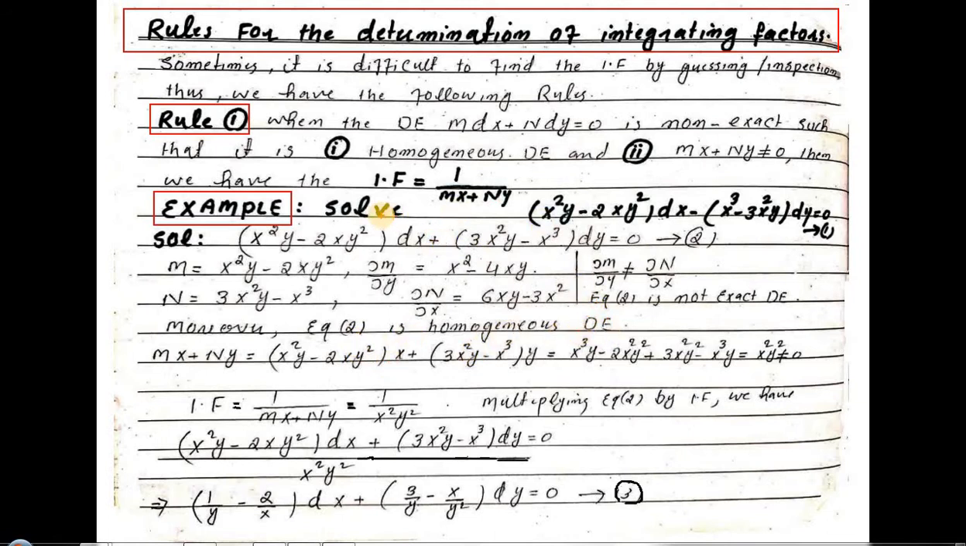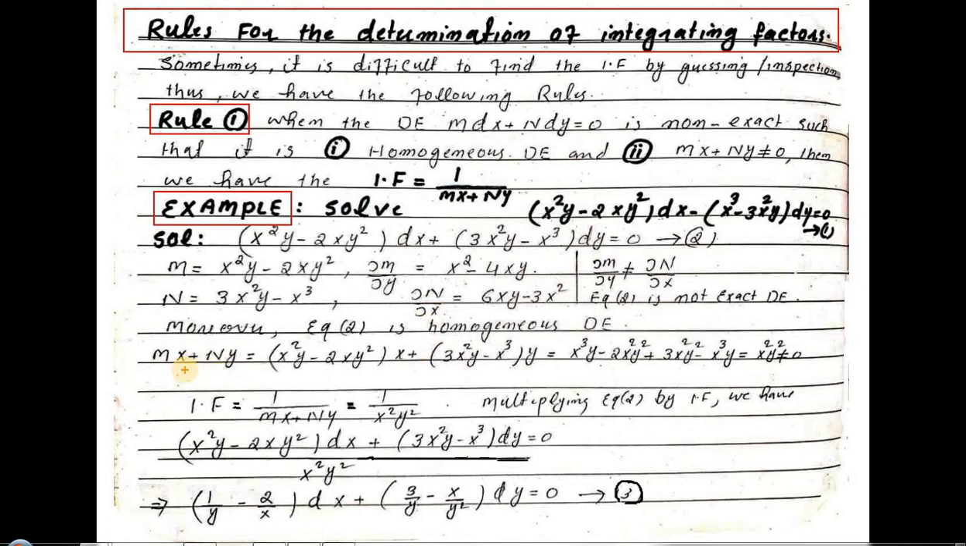Here we came to know that the given differential equation is non-exact. Moreover, it is a homogeneous differential equation where m and n are homogeneous functions of the same degree, and that degree is 3. Here the degree of each term of m is 3, so the degree of the function m is 3, and the degree of each term of n is 3, so the degree of the function n is also 3. So the differential equation is homogeneous.